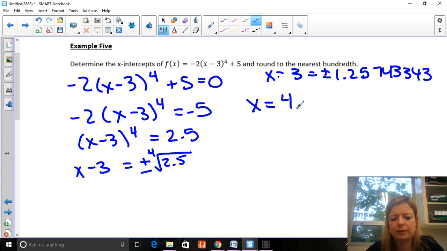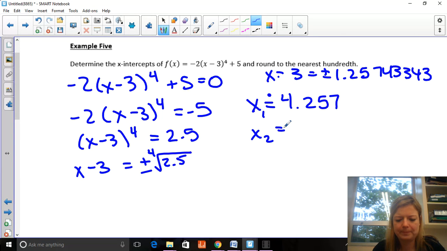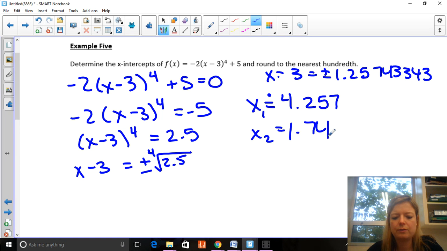So 4.257 approximately, that's rounding. That's x1. Or x2 is equal to the quartic root of 2.5 times -1 plus 3, which is 1.743, approximately.